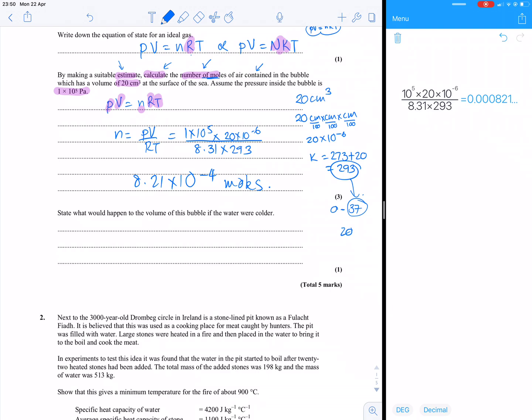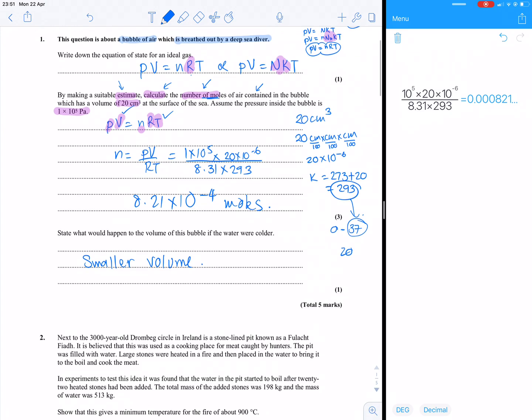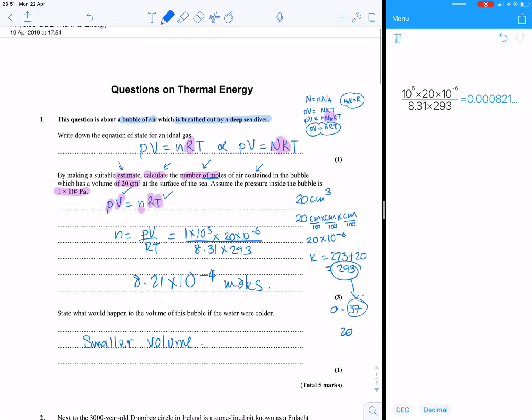State what would happen to the volume of this bubble if the water were colder. Right, so if the water were colder, the volume is directly proportional to the temperature. So colder means a smaller volume. So the bubble would shrink. Okay, so that's number one. I'll see you when I do number two.